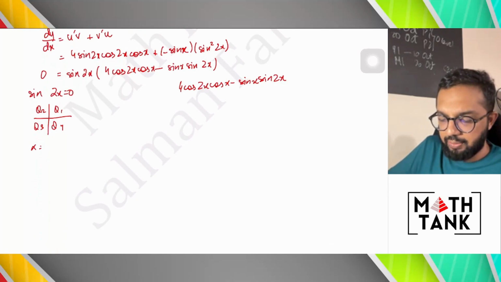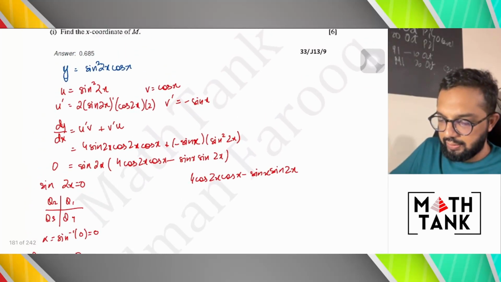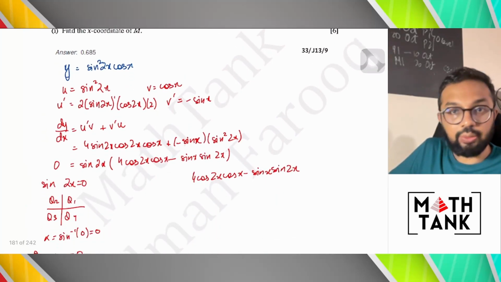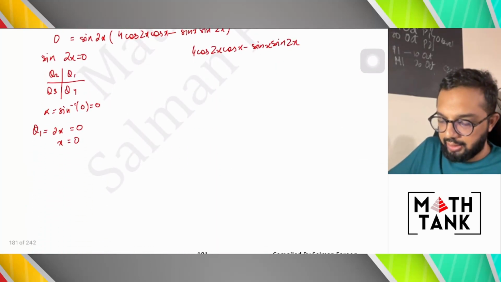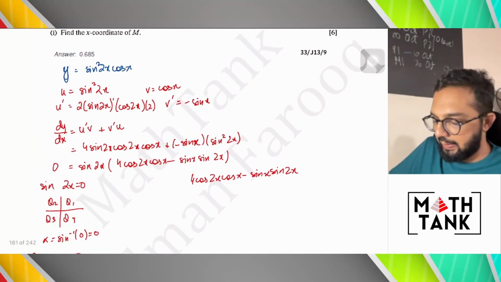So sine inverse of 0 gives me 0. So I just check out quadrant 1, which is 2x equals 0, and which is x equals 0 ultimately. That is not the required turning point. Why? Because that looks like a minimum point and I'm not interested in that. Then I look at quadrant 2, that's 2x equals pi minus 0, x equals pi over 2. Again, that's on the edge. It's not something I'm looking at. So I go on and look at the other one.